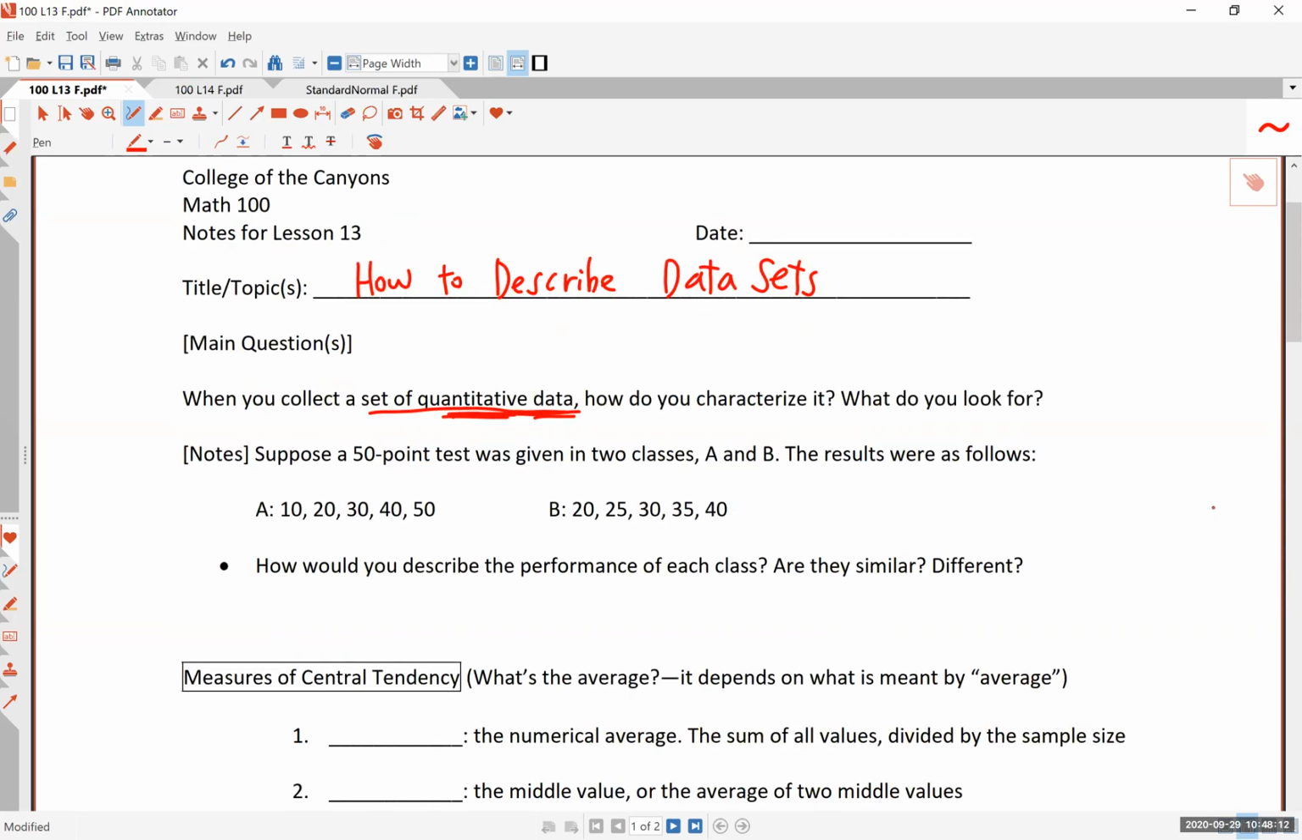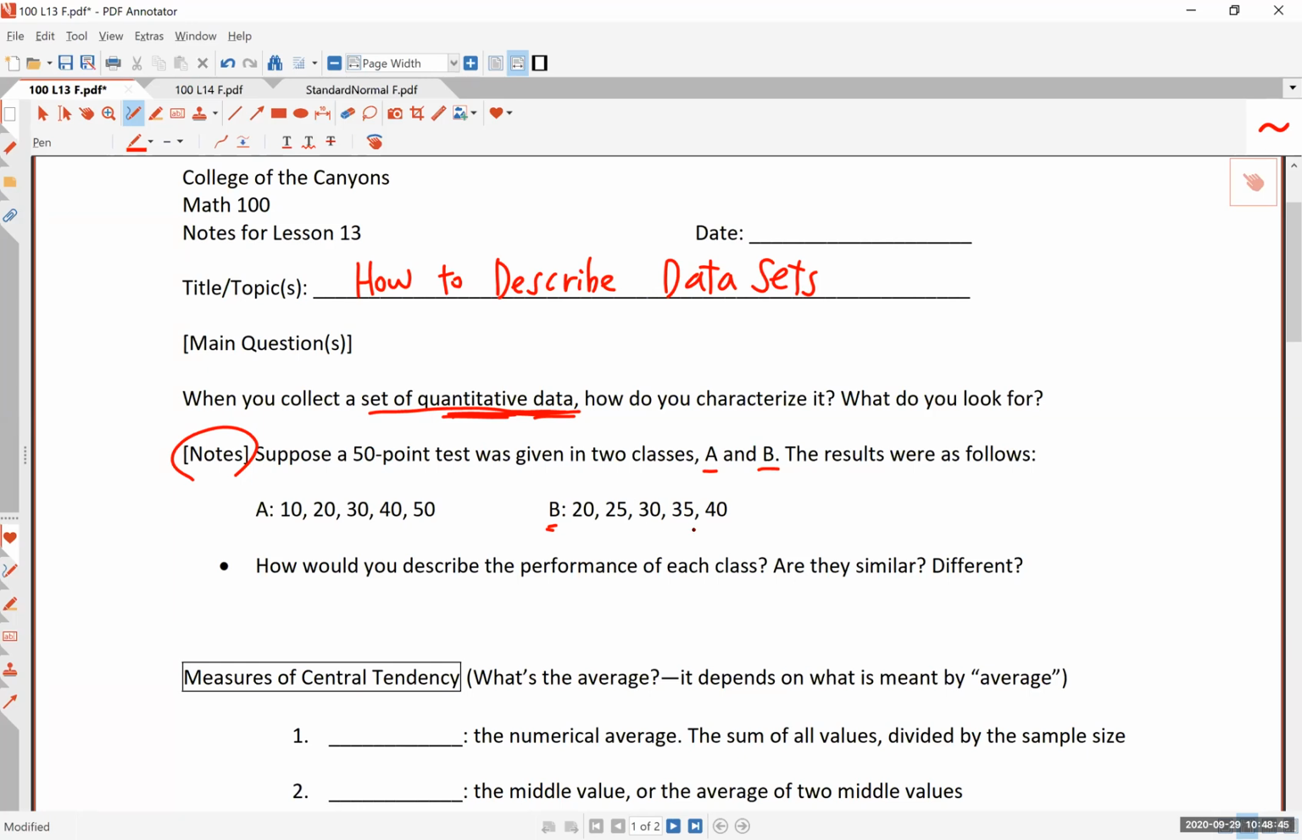Here's a good example to start our conversation. Suppose you have a 50-point test given in two classes, Class A and Class B, or Section A and Section B. The results are as follows. In Class A, 5 students took the test, scoring 10, 20, 30, 40, and 50. Class B also had 5 students, and their scores are 20, 25, 30, 35, and 40.